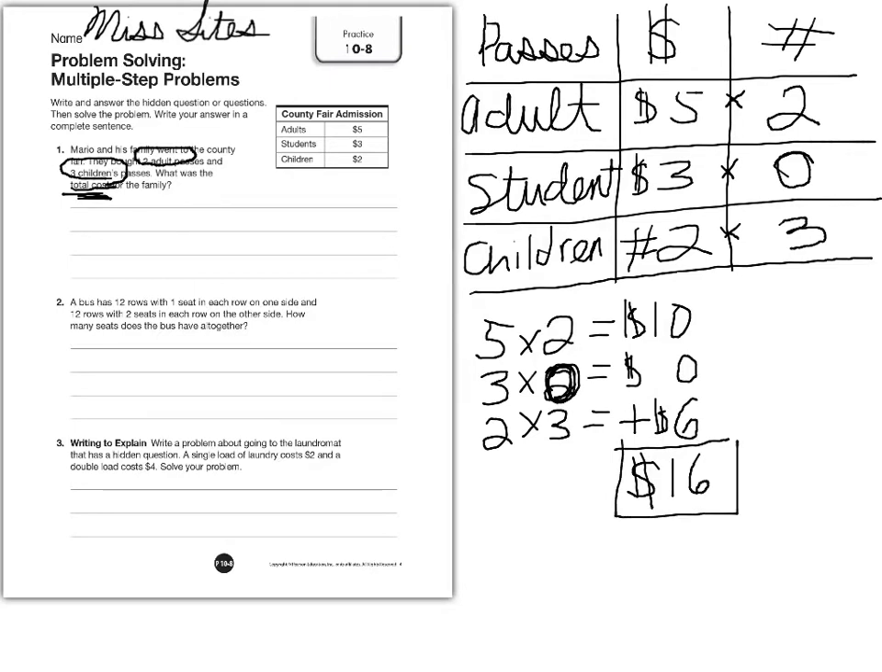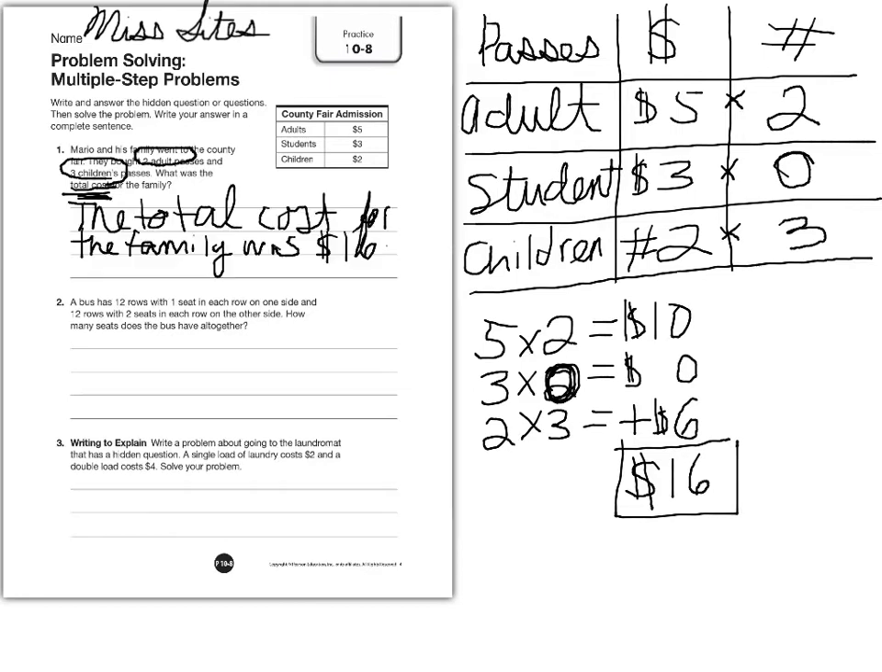And then we have to ask ourselves, is this really our answer? Is $16 what we're looking for? What was the total cost? They don't ask us anything else. So we are going to say the total cost for the family was $16, which I now have written here.